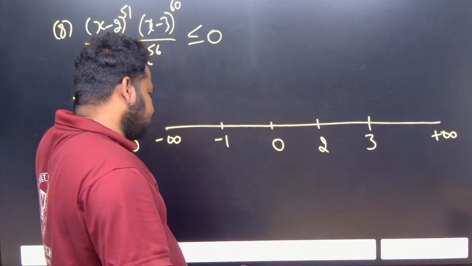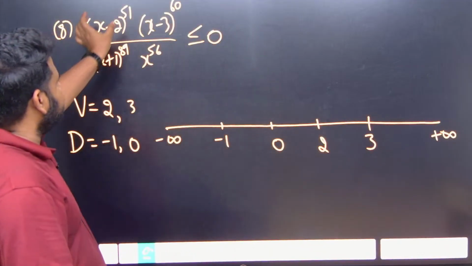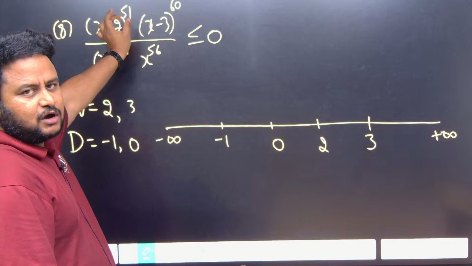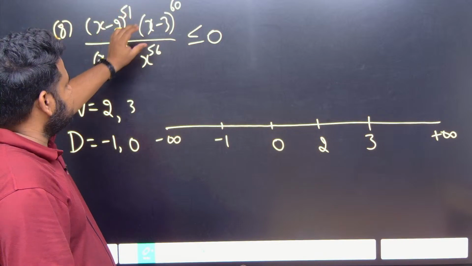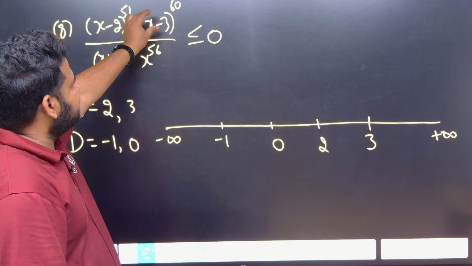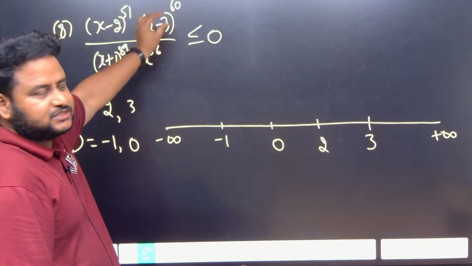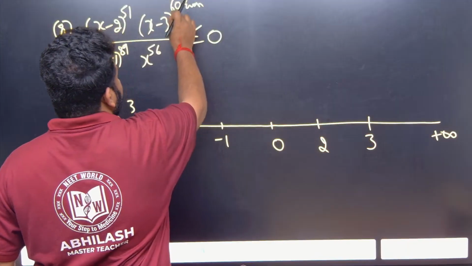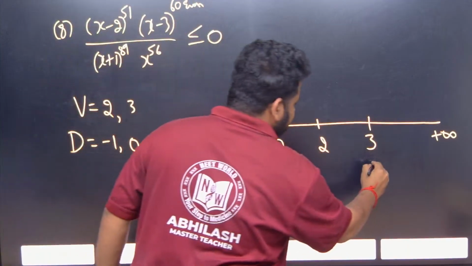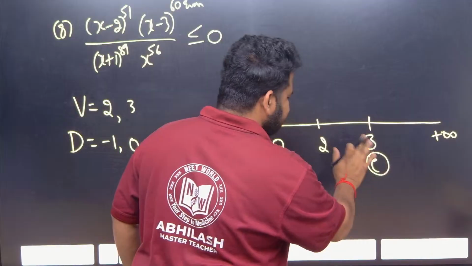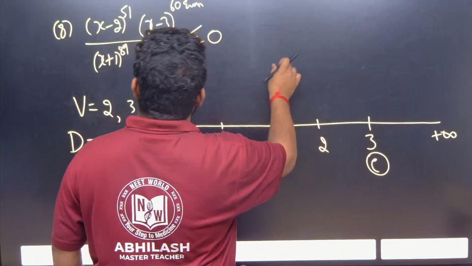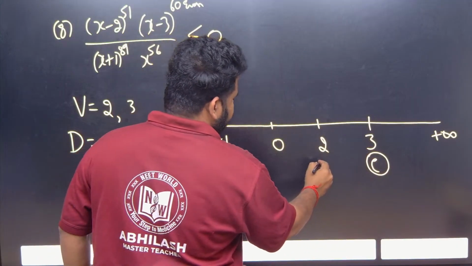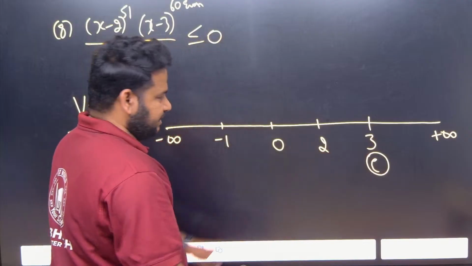Before that, you see, x minus 2 to the power of 51. 51 is odd, so keep it as it is. x minus 3 to the power of 60. 60 is even. So 3 is coming where the power is even, which means here I should write E. Why, I will tell you. x minus 2 to the power of 51 is odd, so leave it as it is. Don't do anything.